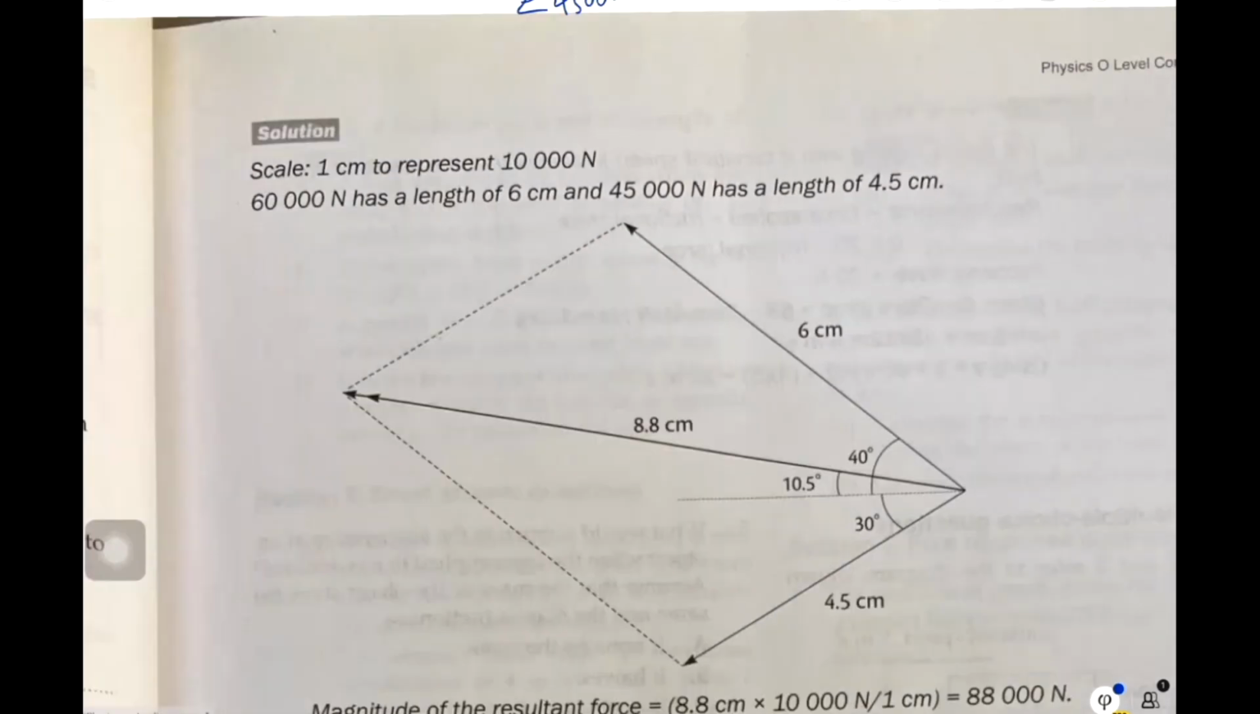We draw a parallelogram. See the parallelogram? And the scale, we determine ourselves, 1 cm is 10,000 meters. So this is 6 centimeters and here is 4.5 centimeters. You end up here, then you measure 8.8 cm. So 8.8 times 10,000 is 88,000 meters. So that's the idea of a vector diagram. Now let's take a look at your question. Upload your question.